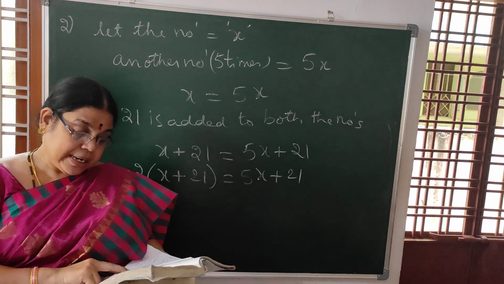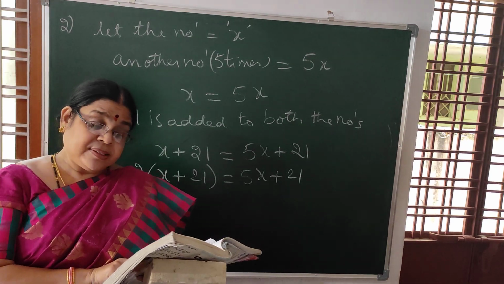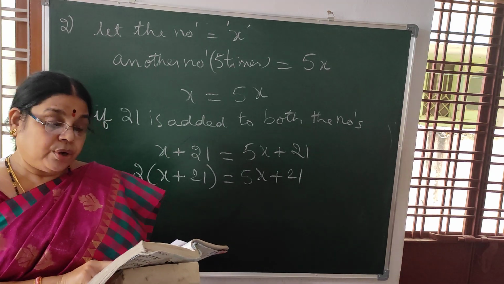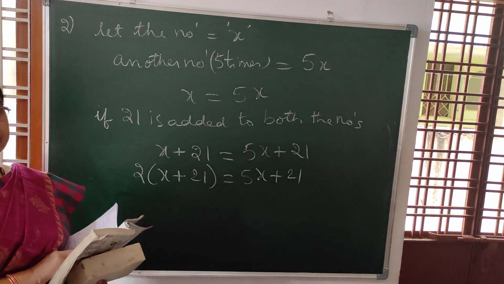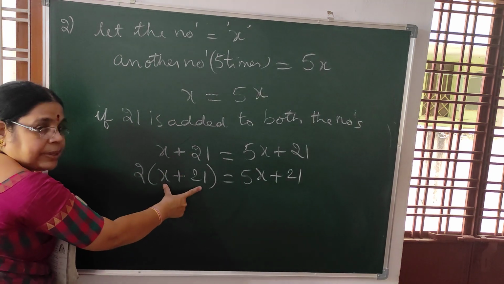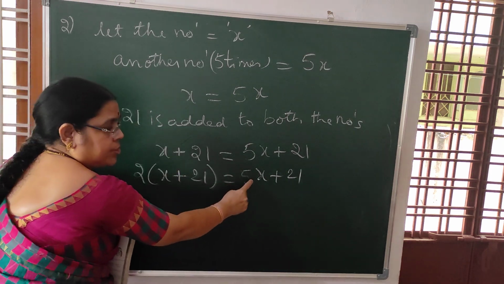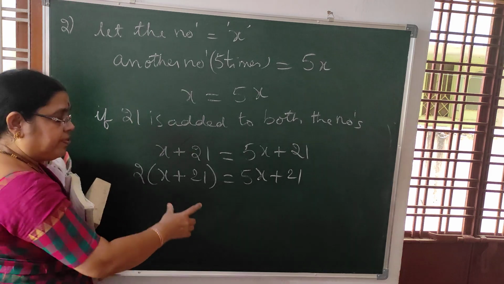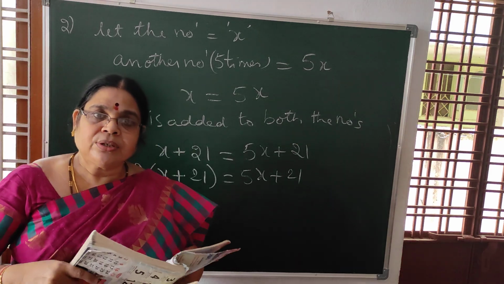One of the numbers becomes twice the other new number. So 2 into x plus 21 is equal to 5x plus 21. That's the equation you got. Solve this equation. First remove this bracket: 2 into x plus 2 into 21. On the RHS you have 5x plus 21. First expand this, then transpose. You will get x is equal to something.